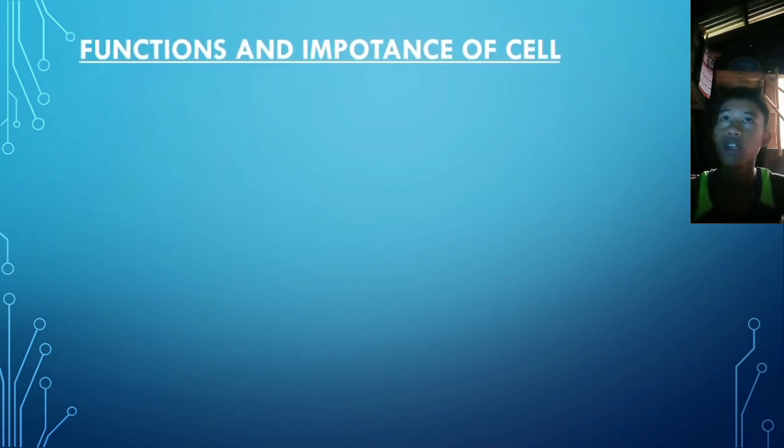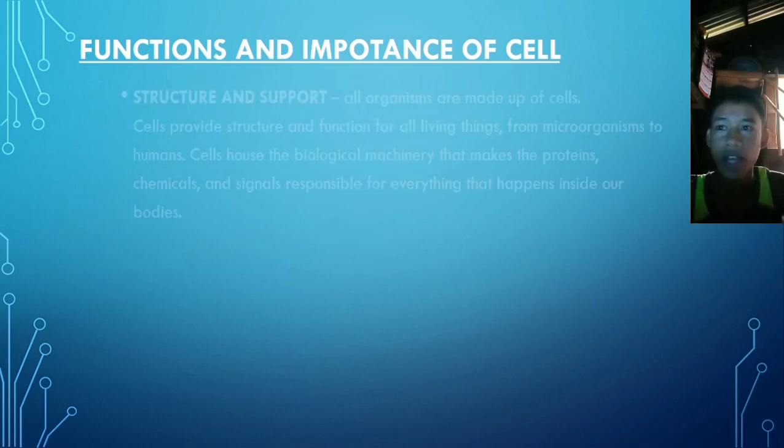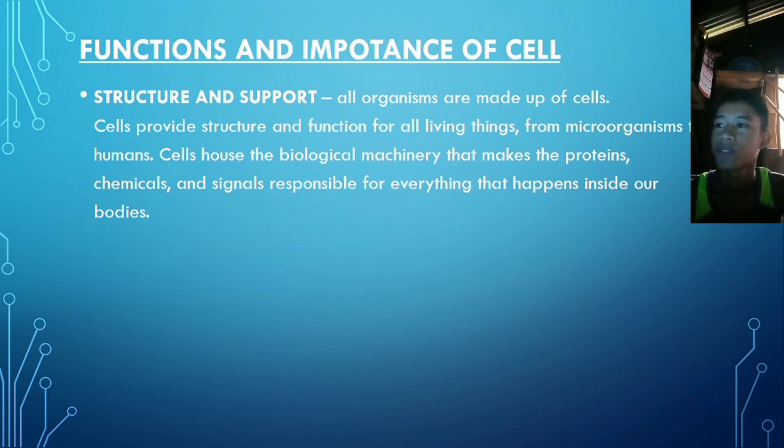Now, those are the parts of the prokaryotic and the eukaryotic cells. Now, let's talk about the functions and importance of the cell, since it is the basic unit of life. The first one is structure and support. Since all organisms are made up of cells, cells provide structure and function for all living things, from microorganisms to humans. Cells house the biological machinery that makes the proteins, chemicals, and signals responsible for everything that happens inside our body.